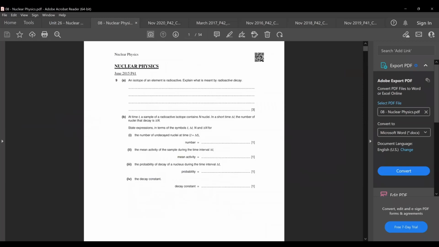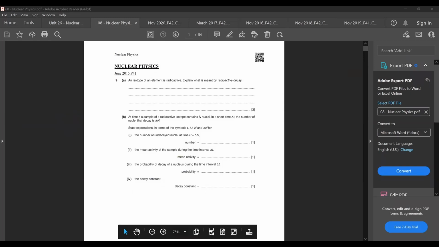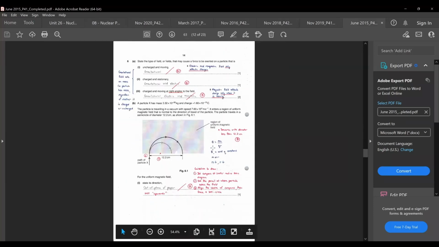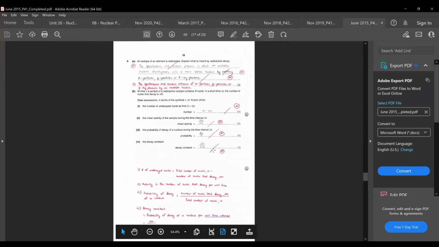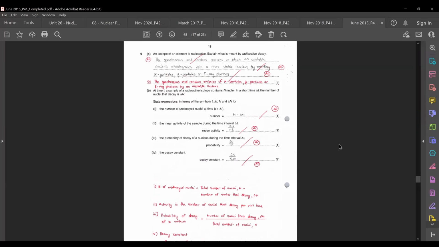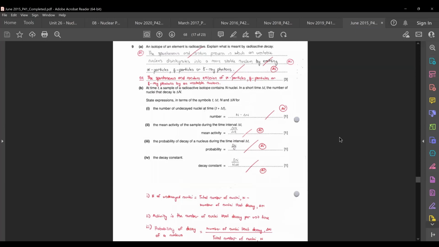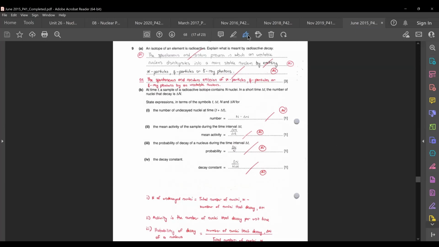This is June 15 P41. This is question 9. Okay, now for question 9, they mention this.